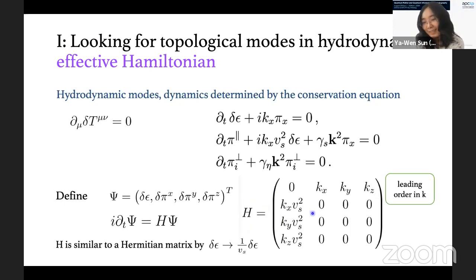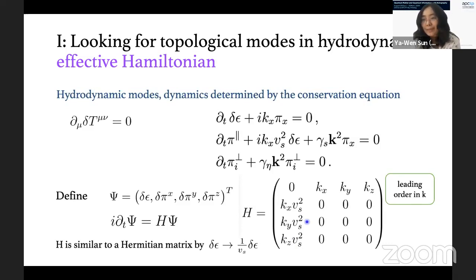And here, apparently it's not Hermitian because of this with S squared, but it's very close to being Hermitian. So we can see that H is similar to a Hermitian matrix just by a transformation like this. So in the following, we will also focus on effective Hamiltonians, which are Hermitian or similar to Hermitian matrices. In this way, we will get real eigenvalues.